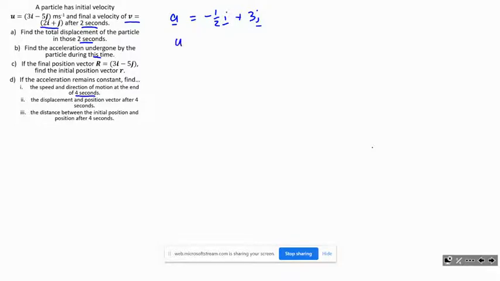So we're given our value of u still. Our value of u doesn't change: 3i - 5j. We don't know what v is. We don't know what our displacement is. But we know our time is 4 seconds. That's all the information we're given. So, let's do part 1 then. The speed, we want to find the speed and direction of motion at the end of 4 seconds. So we're trying to find v. So in order to do that, we need to use v equals u plus at.